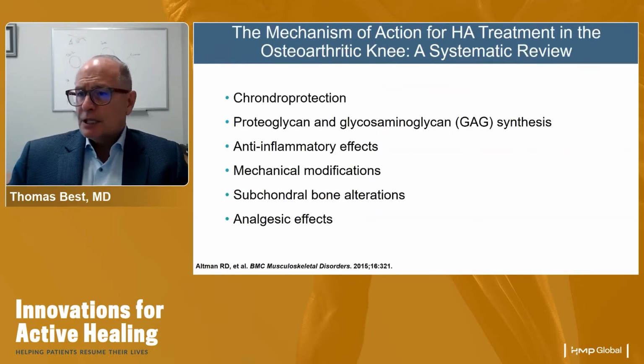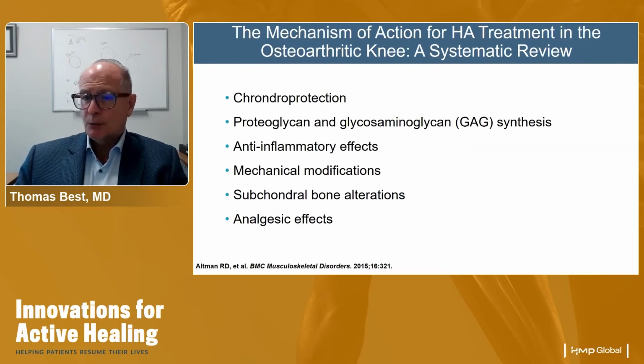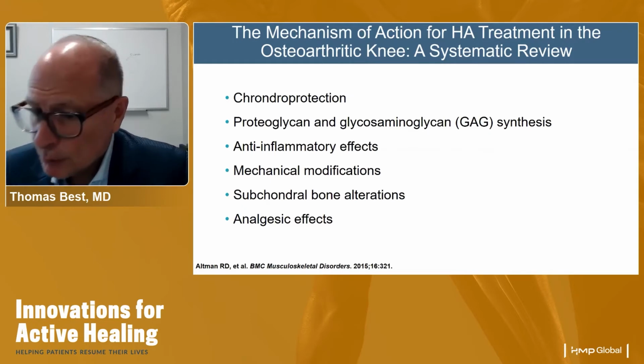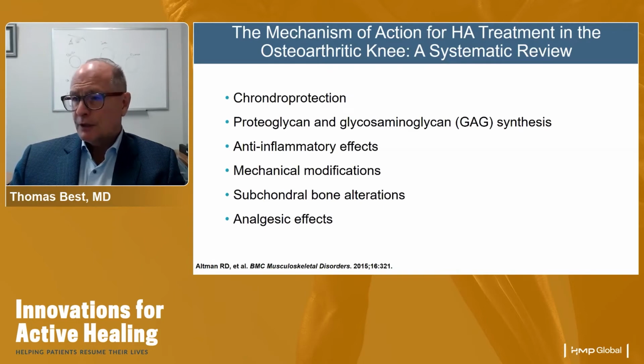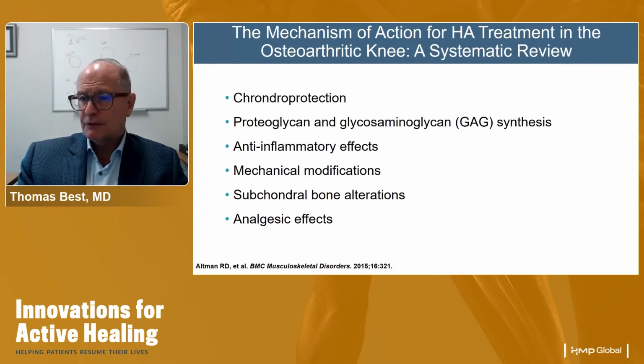So now we want to take a look at some of the mechanisms of action of hyaluronic acid in the treatment of osteoarthritis of the knee. There are 6 major points to consider here. Chondroprotection, so that's actually protecting the chondrocytes from breaking down. Proteoglycan and glycosaminoglycan synthesis, which we saw earlier is important in terms of articular cartilage formation. Anti-inflammatory effects, mechanical modifications, subchondral bone alterations. As I mentioned earlier, osteoarthritis may in fact be a disease that's much more involving of the subchondral bone than we certainly thought about even 5 years ago. And then finally, there's some suggestion that HA can provide some analgesic effects as well.